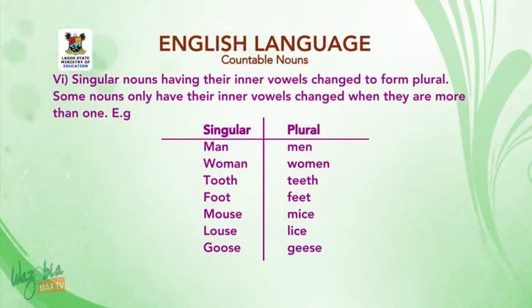Six, singular nouns having the inner vowels change to form plural. Some nouns only have the inner vowels change when they are more than one. E.g., man, men. Woman, women. Tooth, teeth. Foot, feet. Mouse, mice. Louse, lice. Goose, geese.